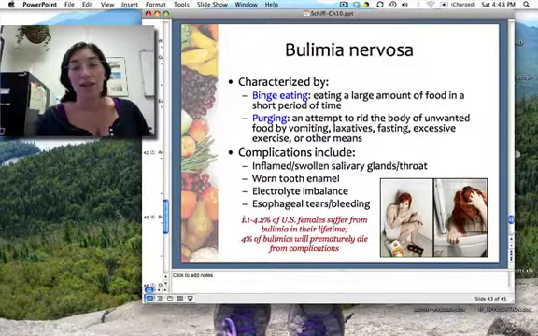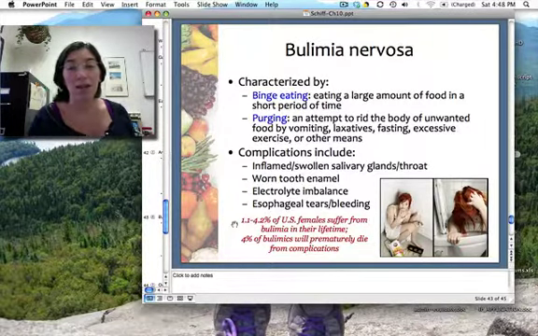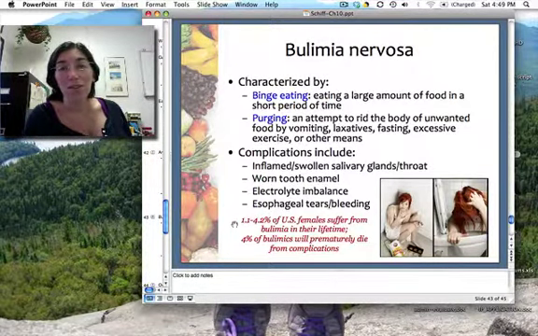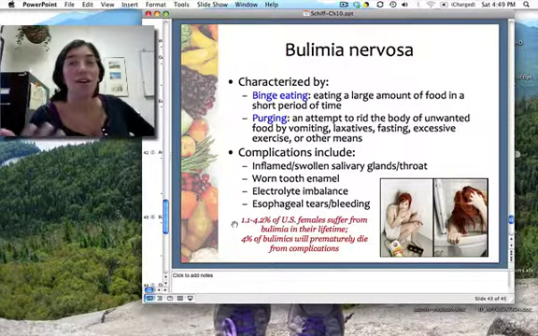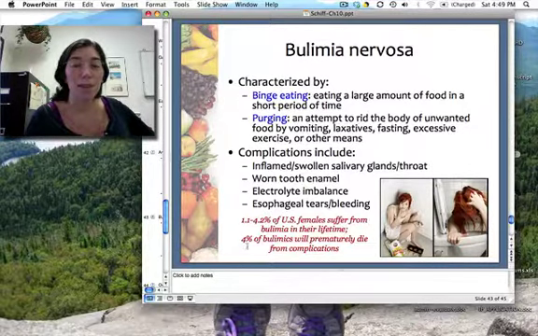So bulimia is slightly more prevalent than anorexia in the U.S. Estimates are 1.1 to 4.2% of females suffer from bulimia in their lifetime. Males also can have eating disorders as well. About 5% of the eating disorder population is male. So about 90 to 95% of people with eating disorders are female. So that's why I usually use the word female.